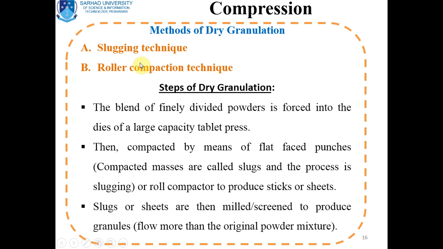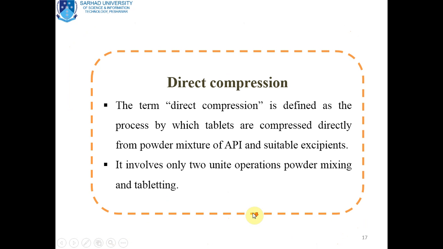With a roller compactor, as I have told you, we produce slugs or sheets. Slugs or sheets are then milled or squeezed to produce granules that flow better than the original powder mixture. That is the quality of the granules: their flow will be better compared to the original powder mix.